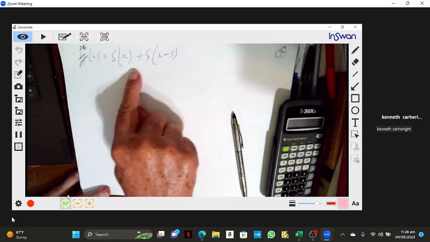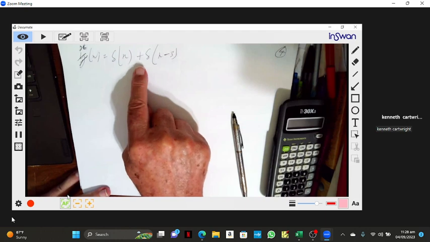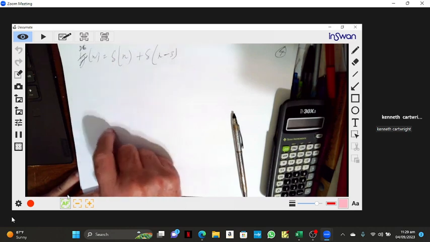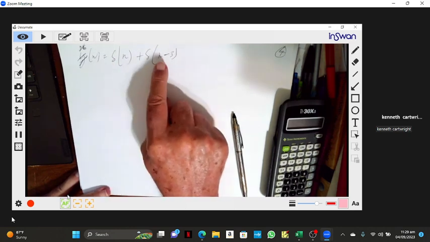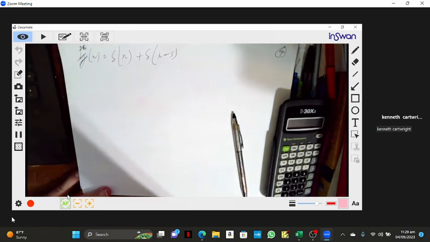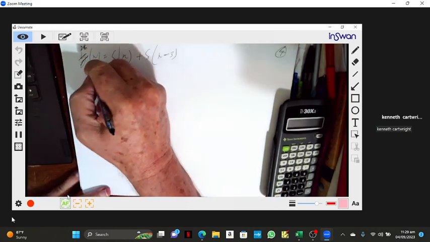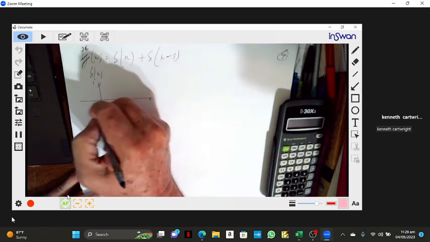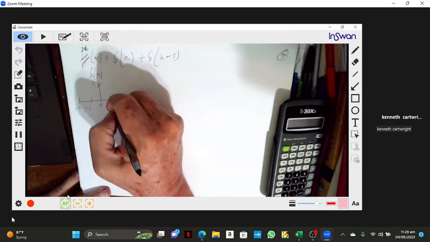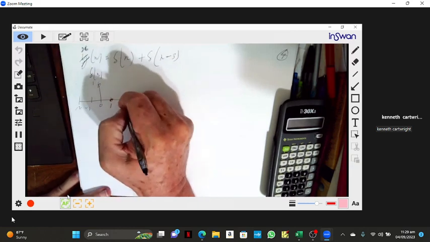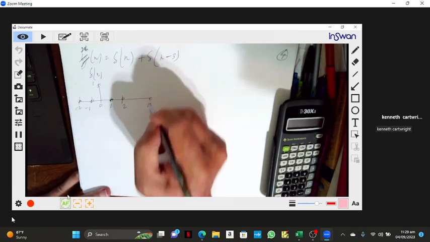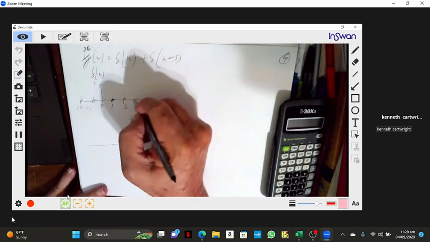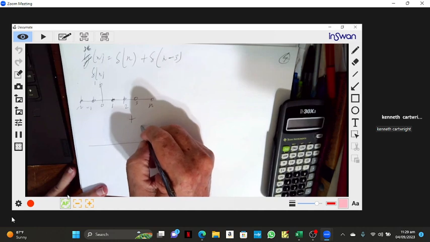This says I'm adding 2 functions. The first function is delta of n. The second function is delta of n minus 3. I am adding two functions. What does delta of n look like? Well, we did that. Delta of n looks like this. To that, we're going to add delta of n minus 3, which looks like this.